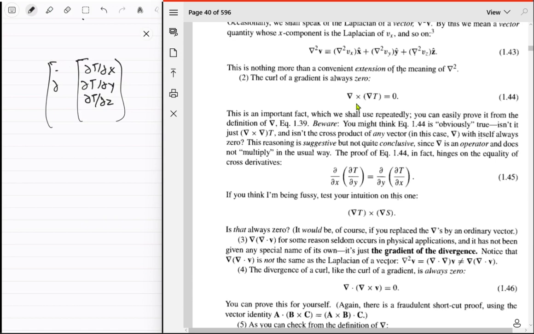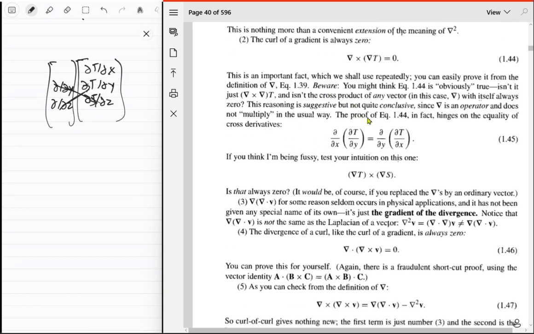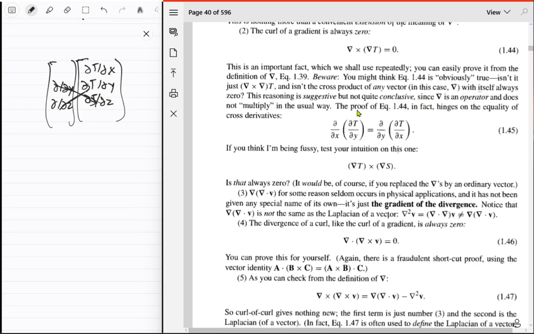Don't think about the x component at all. Just partial upon partial y, partial z. Cross it, you get this and this. Partial differentiation is commutative. That's why it cancels out. This is just the same thing as partial square t upon partial y partial z, and this thing is also the same thing. So it cancels out. So it hinges on the equality of cross derivatives.